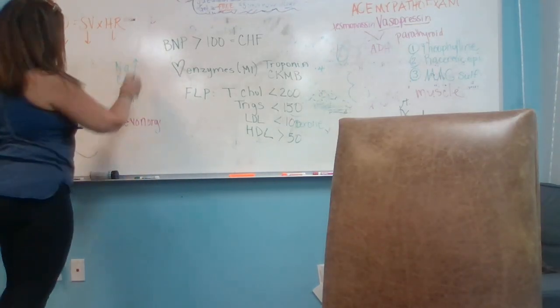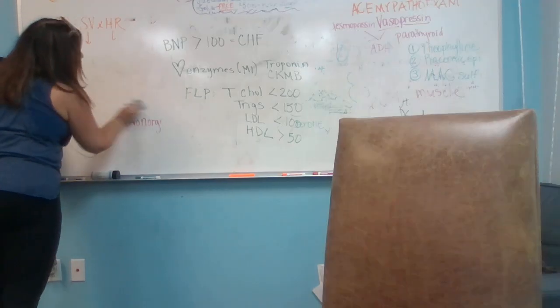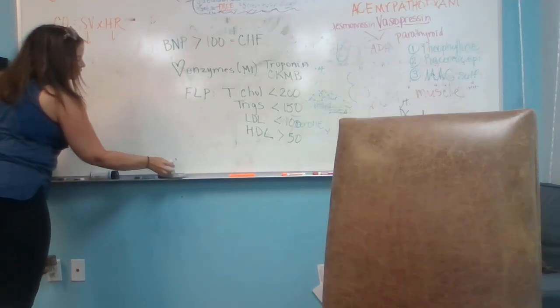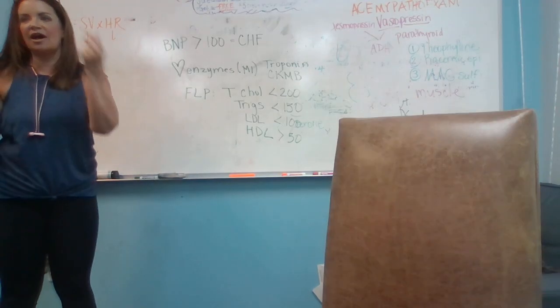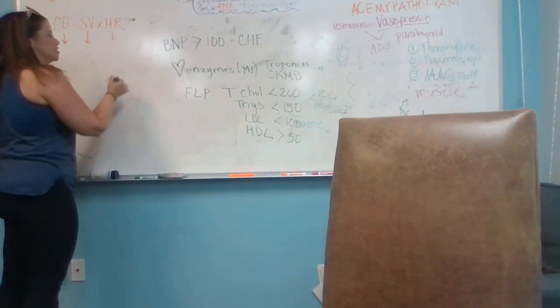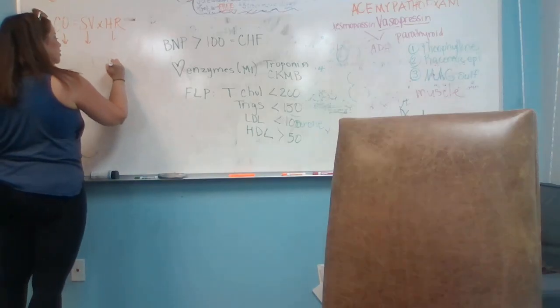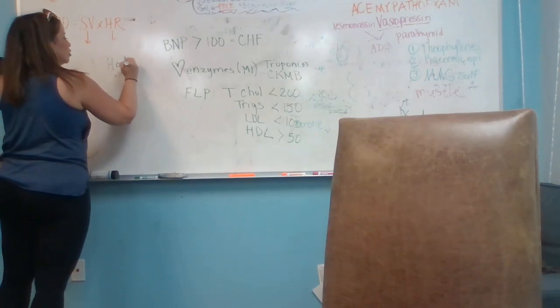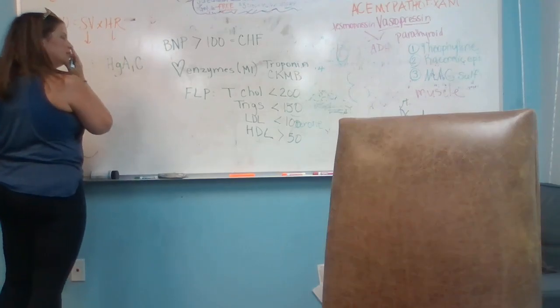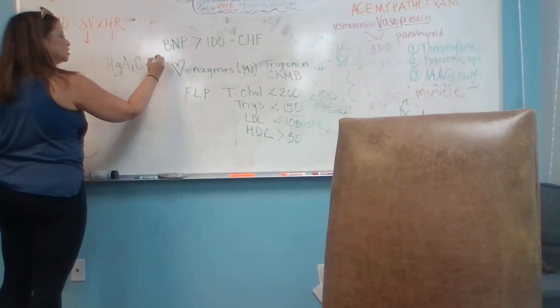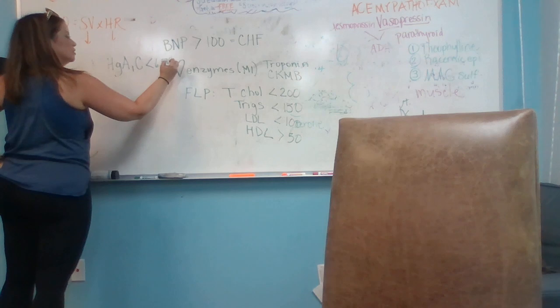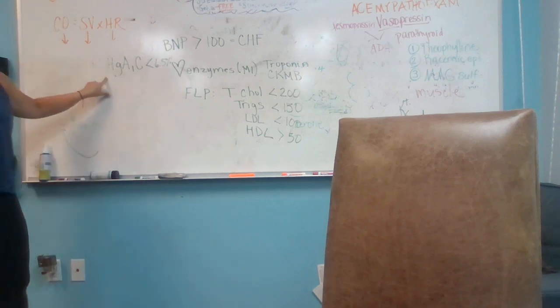What are the comorbidities with heart disease? If someone has heart disease, they almost always have diabetes. So what's the lab I run for diabetes? Hemoglobin A1C. What do we want a hemoglobin A1C to be less than? 6.5%.